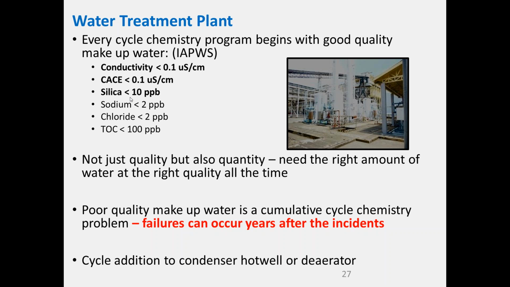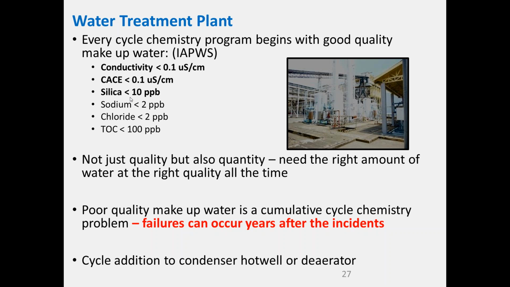And the problem with poor quality makeup water is it's a cumulative problem. I say to many people, you build your new boiler, we can fill it up with whatever water you want. The failure won't happen instantly, it'll happen over time. And the further you deviate from optimum water quality, the shorter that time to failure will be. But normally we find that with plants that are suboptimal in design, a few years down the track, the problems start to happen. So that's just something to think about. Water treatment is a long-term problem.